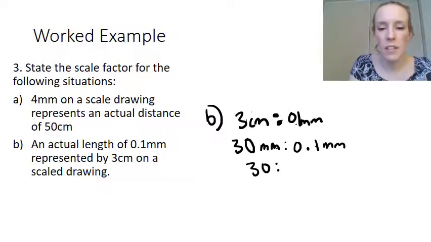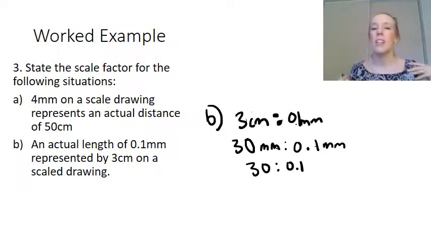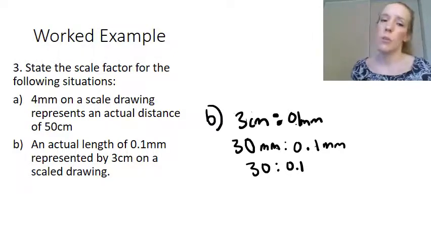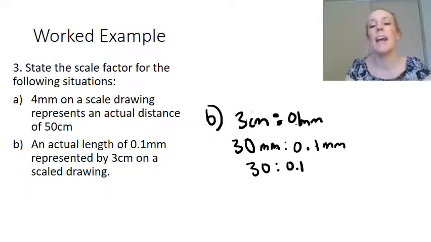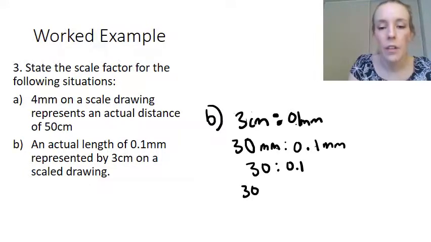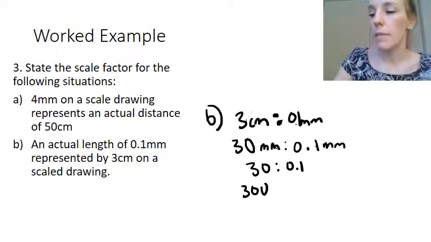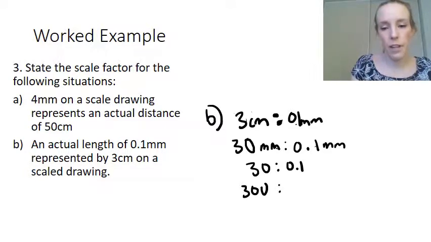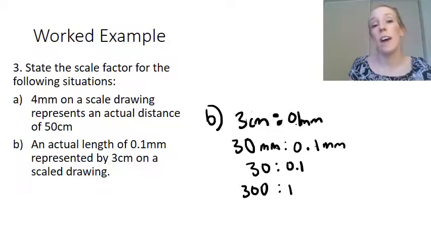We can write 30 is to 0.1, but remember we actually have to have things in whole units when we do ratios. So we're going to have to multiply both sides by 10 so we don't have decimals anymore. So that will be 300 is to 1, and that would be our scale factor there for our second one.